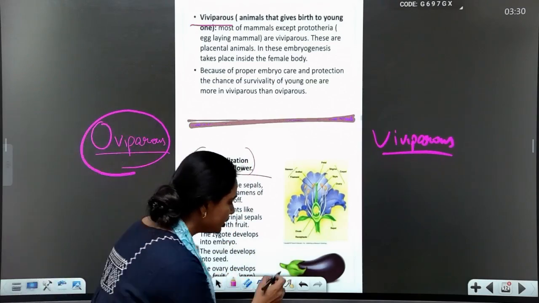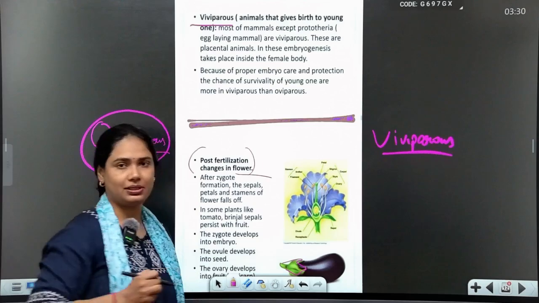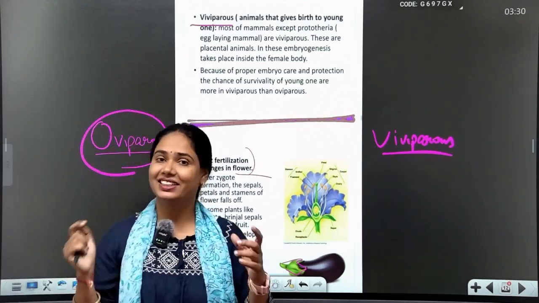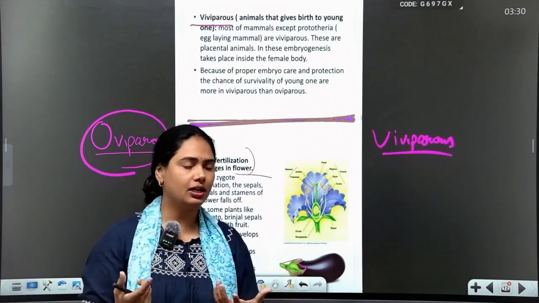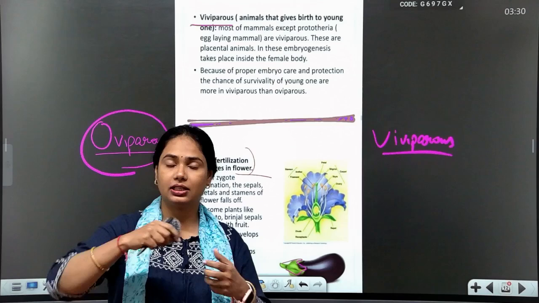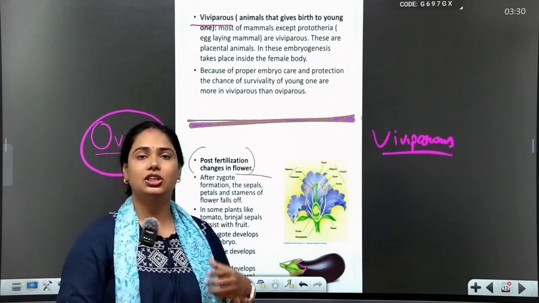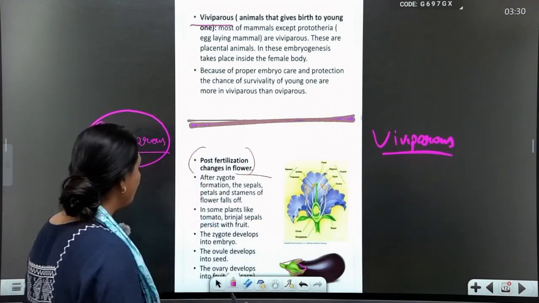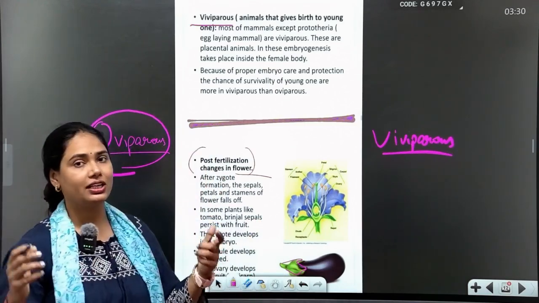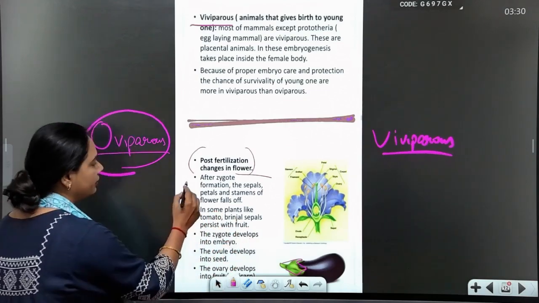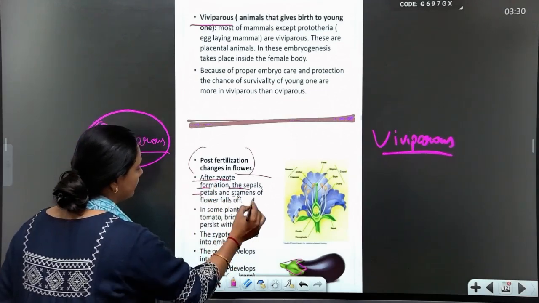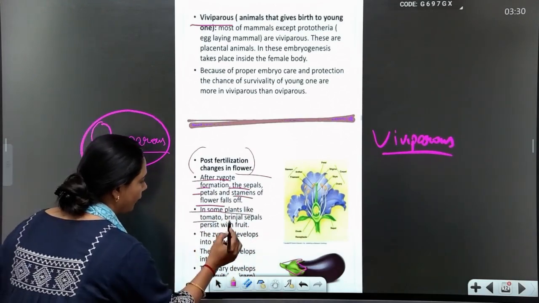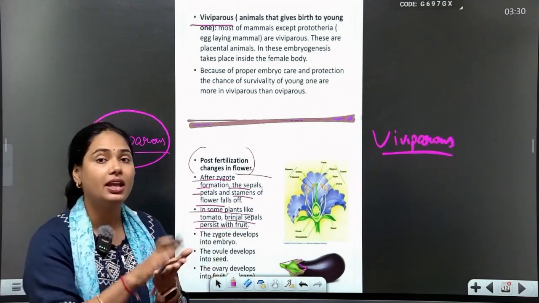You see here, brinjal having sepals. You see watermelon having a pistil. Yes. You see that bottle gourd, that is also having a pistil. You see tomato also having sepals with a pistil. So these are the post-fertilization events in a flower. Like after zygote formation, sepals, petals and stamens fall off, what I have already told you. In some plants like tomato and brinjal, the sepals remain with the fruit.